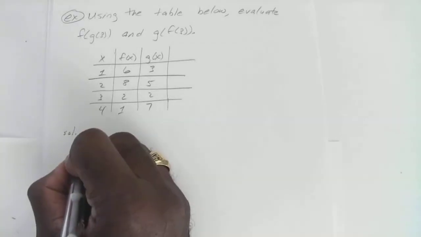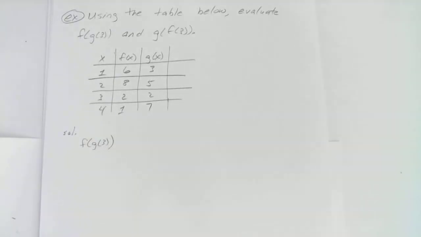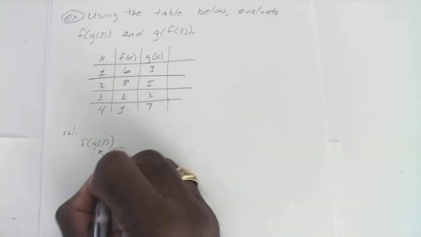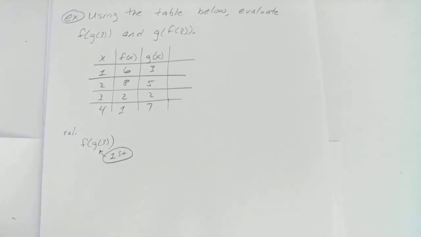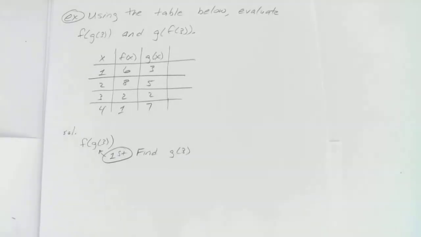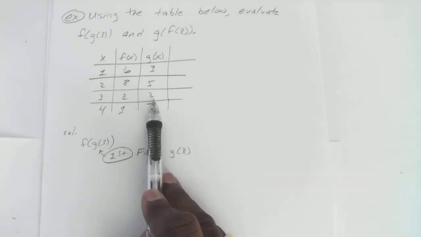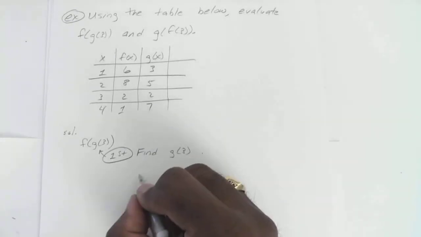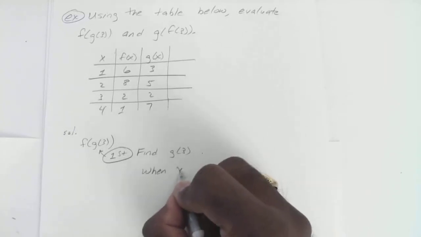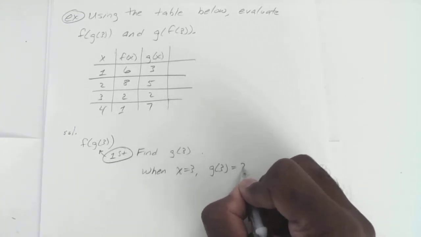All right, so for our f of g of 3, first thing we want to do is find g of 3. Okay, so we know when x is equal to 3, g of 3 is equal to 2.